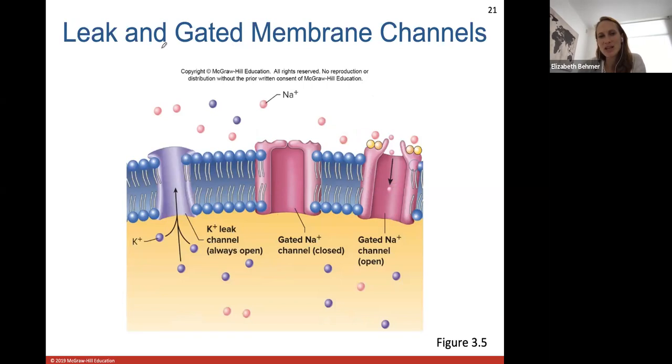Here's an example to look at our leak and gated channels. Leak channels are always open. This shows a potassium leak channel that's always open. We'll get to this when we talk about the nervous system. And then a gated channel: here's a gated sodium channel closed and a gated sodium channel open. You can see how it has a gate that will open and close, and when it opens, that's when sodium can pass through. Just keep this picture in mind, because we'll come back to it when we get to your nervous system as well.